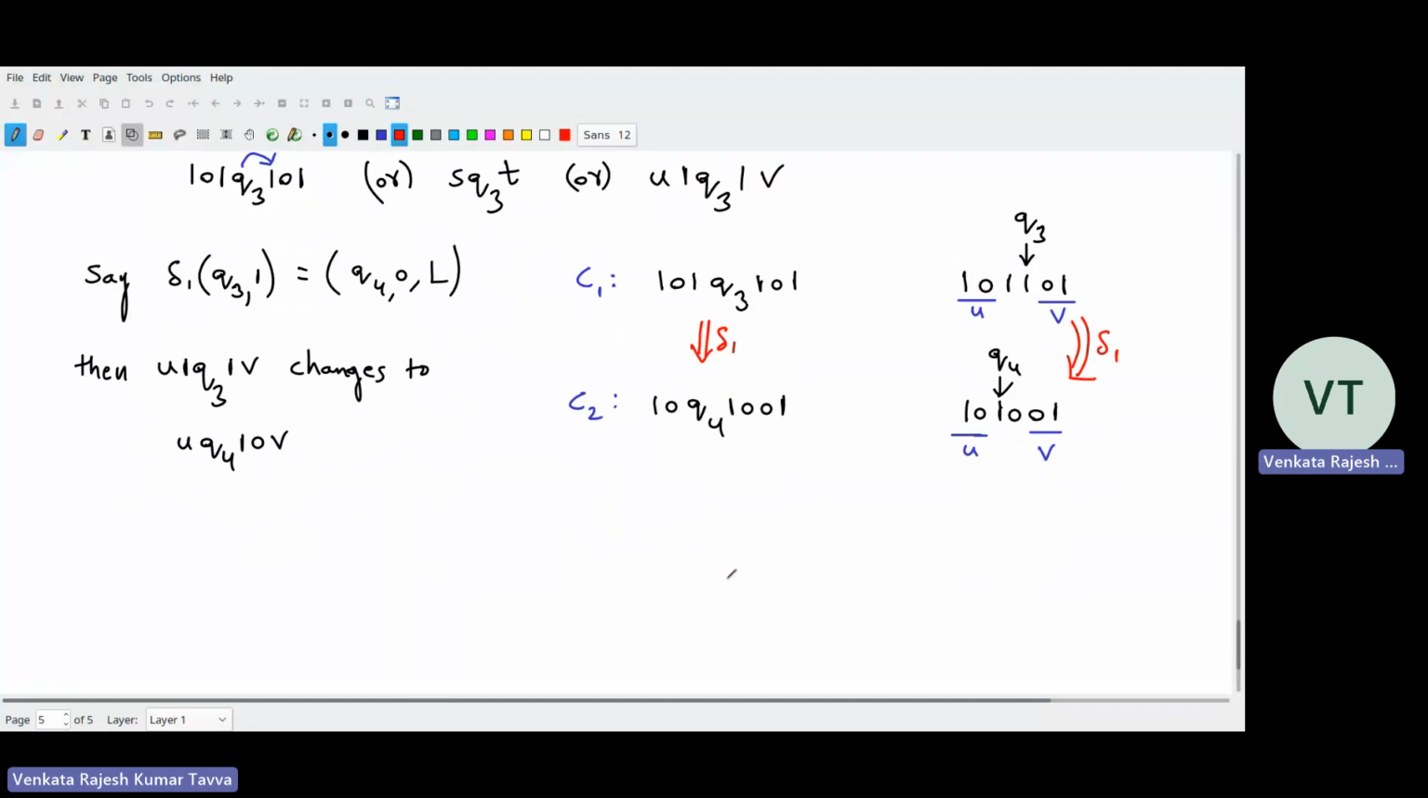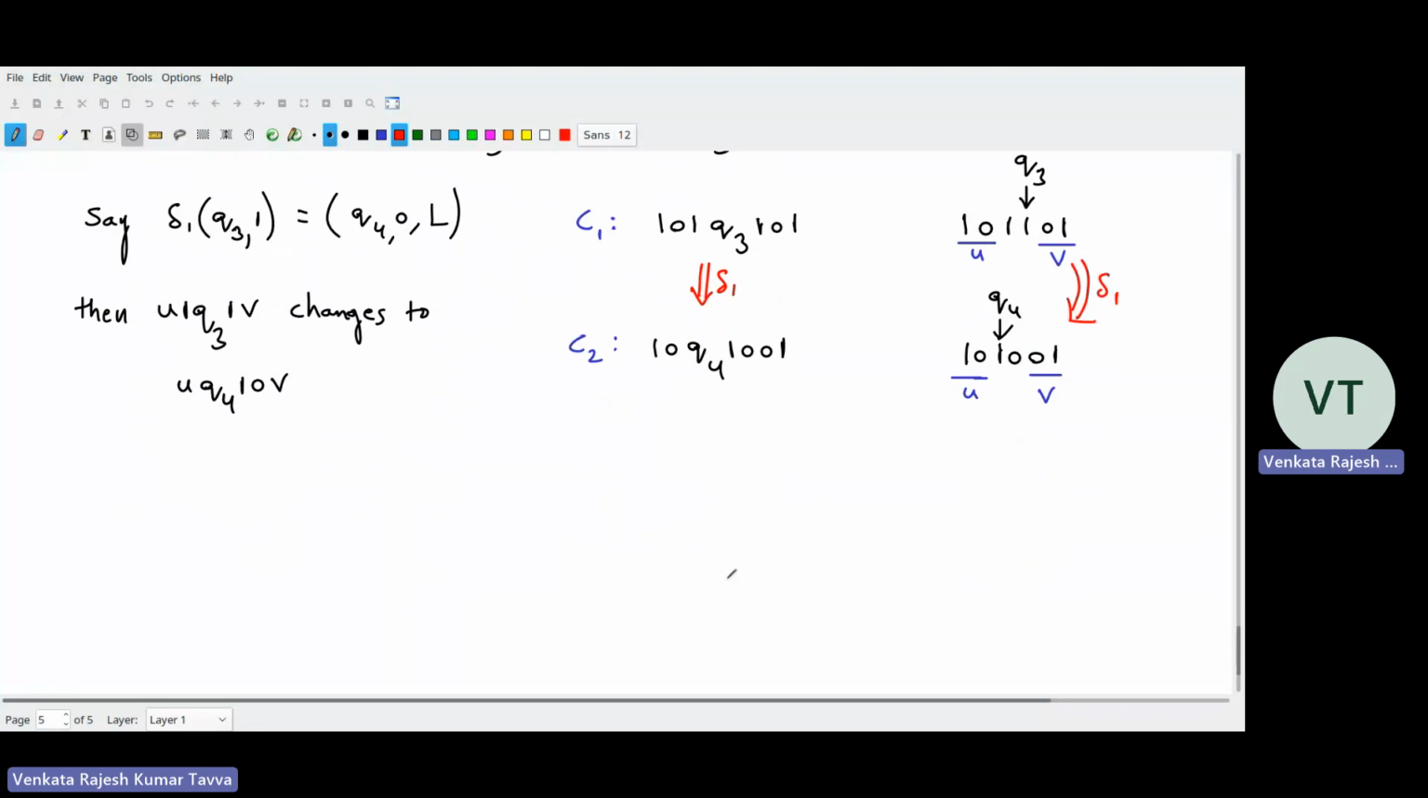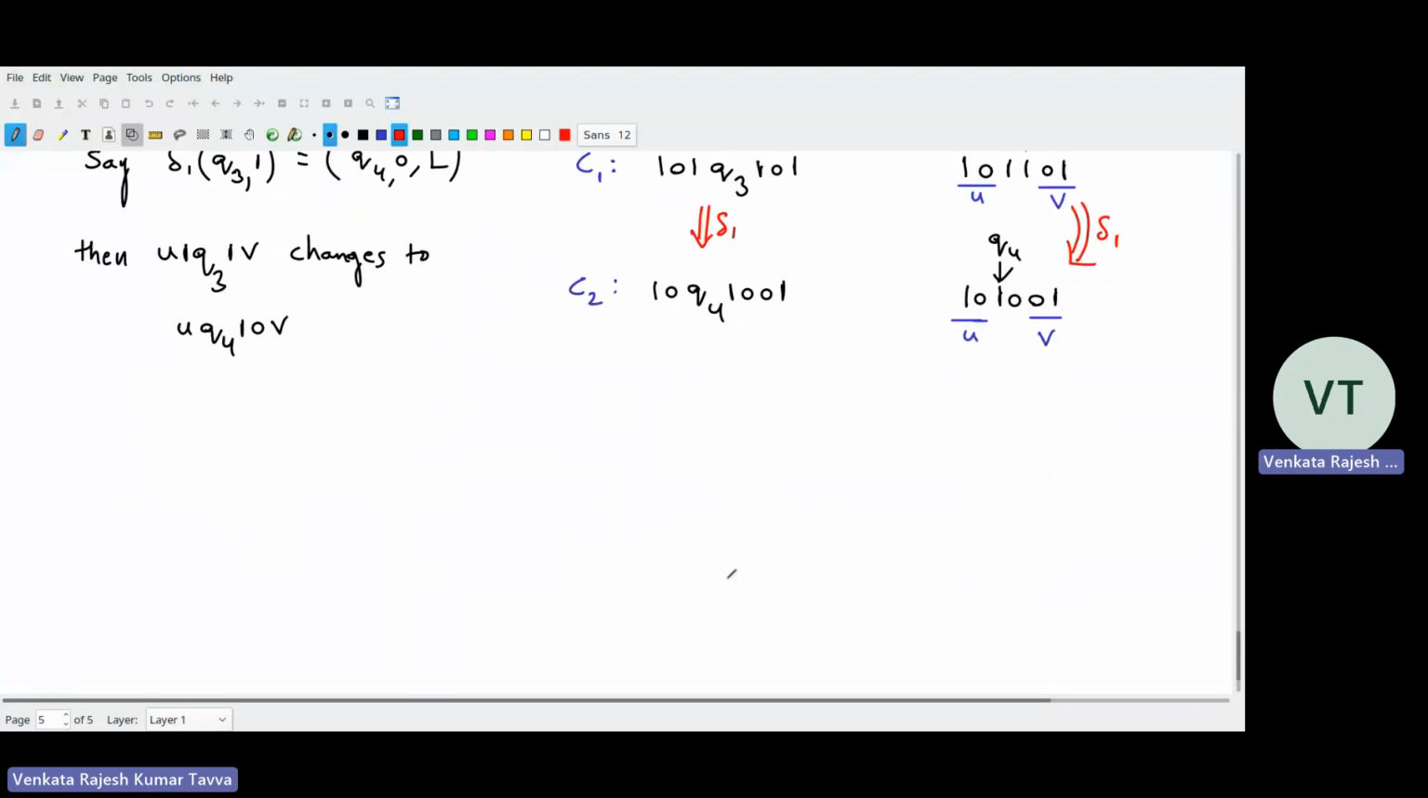Left, move left. You replace the symbol and move left. If it is R, move right. So I'll give another example with R. Say delta of Q3, 1 equals Q4, 1, R. So what is this saying? Right now Q3 is pointing to 1. You keep that 1 as it is and you move right by 1 position and you update Q3 to Q4.